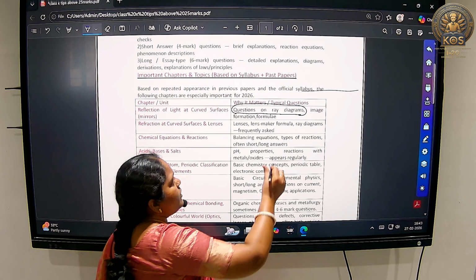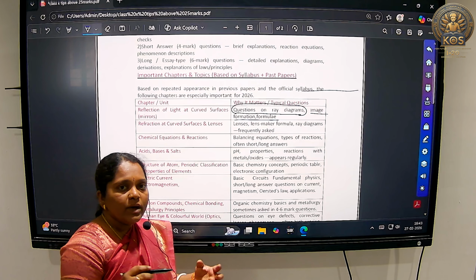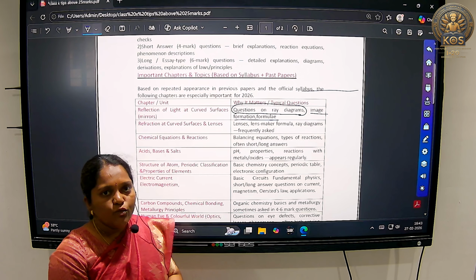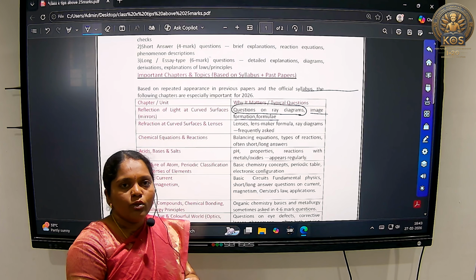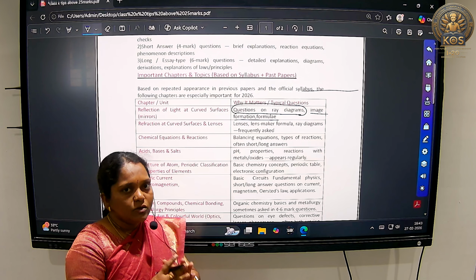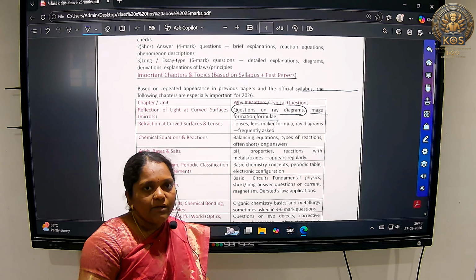Coming to the next one, image formation and mirror formula. We have the formula 1/f = 1/v + 1/u. You can use that formula. Problems will be given for 4 marks or 6 marks and you can score. So this is very important to score marks in the final exams.